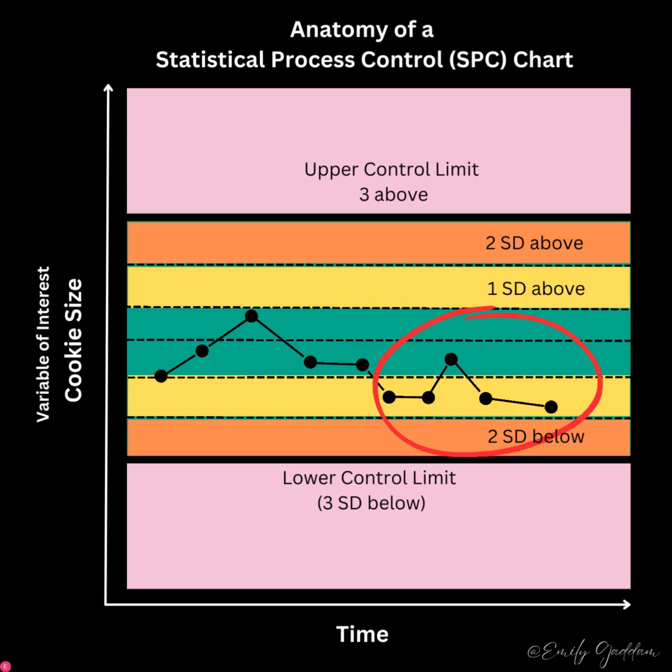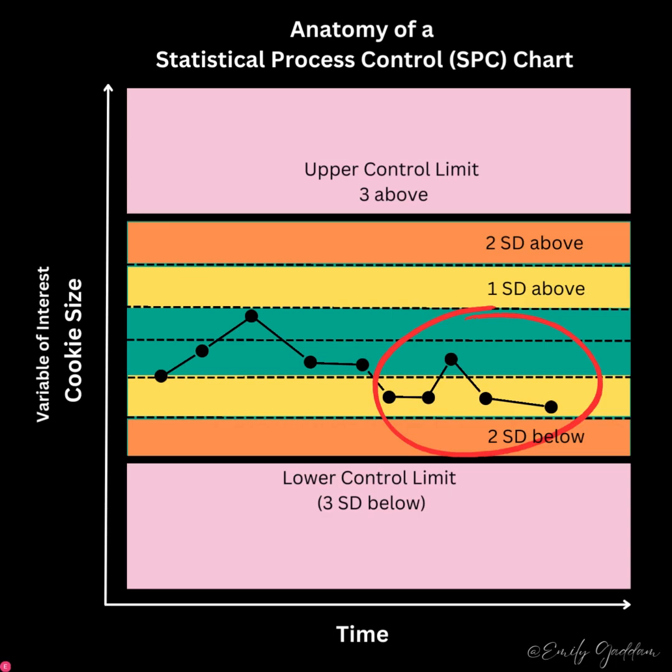All right, rule number 3. Imagine we're monitoring the cookie sizes again and we spot a single data point that falls beyond one standard deviation from the mean. It catches our attention, but it might not be a cause for major concern just yet.